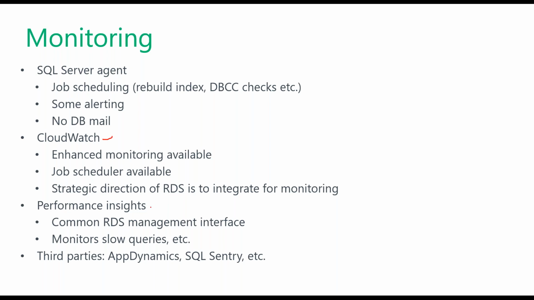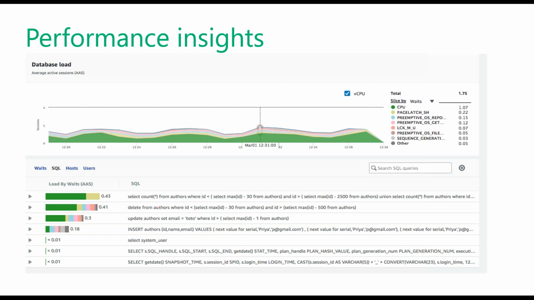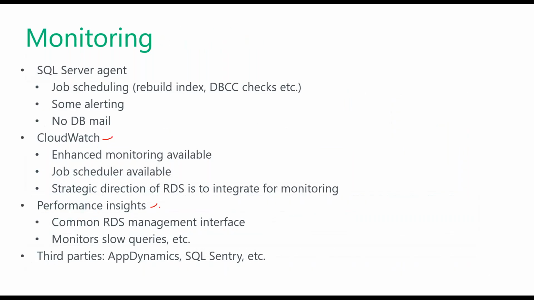An important service that we announced a few months ago is Performance Insights. This is a feature that allows you to see who is using the database, what users, what kind of queries they're running, and allows you to see what's happening within your database, why there are wait times, what queries take the most time, and so forth. Also, we do support third-party products as well. So if you're using products such as AppDynamics or SQL Sentry, this is something that you can use with Amazon RDS as well.